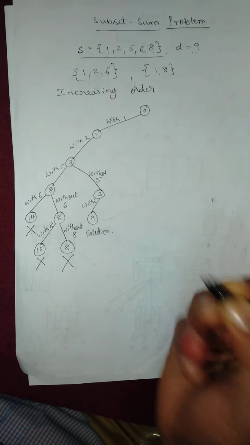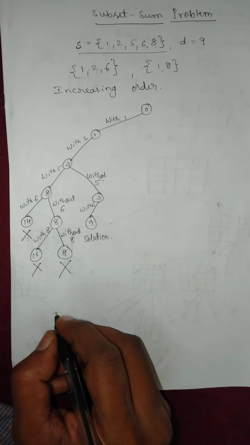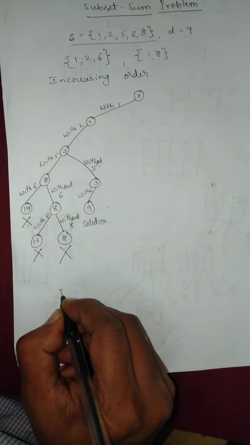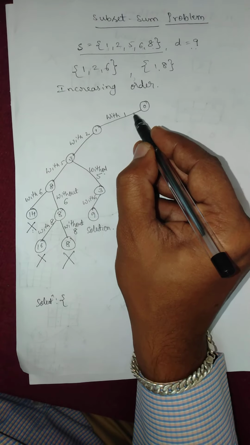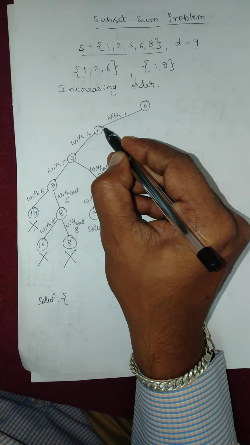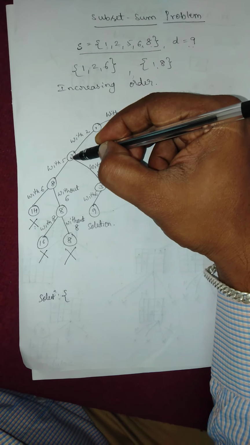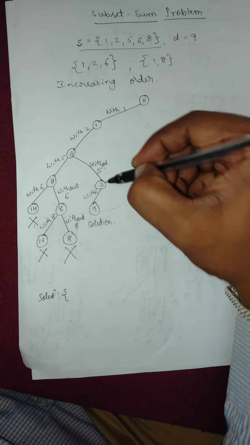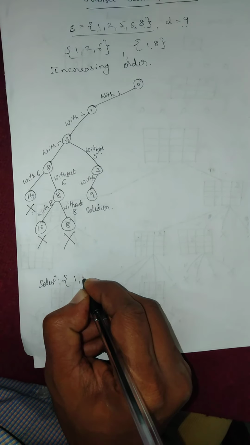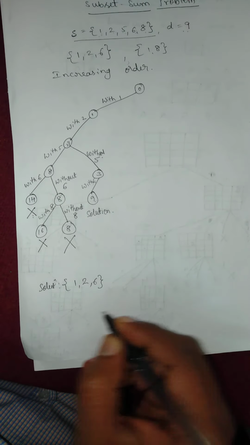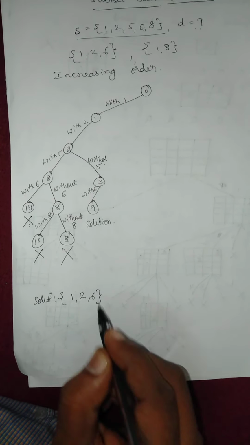Here is the solution. Therefore, one subset solution is like this. See here, it is with 1, with 2, and without 5, with 6. Therefore include 1, 2, 6 in the subset. So this is one solution, correct?